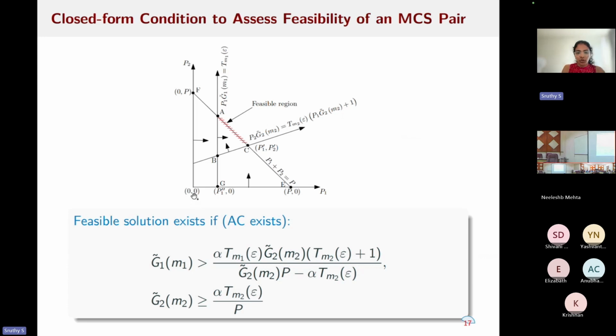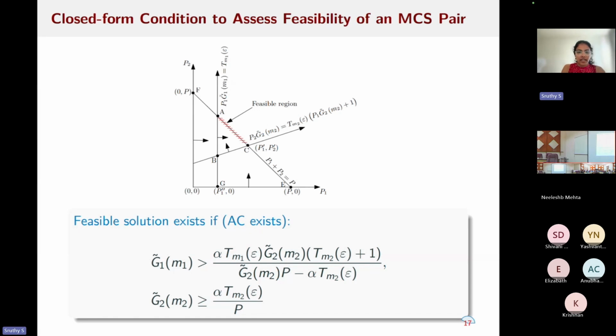So here we are showing it pictorially. On the x-axis, we are plotting the power of user 1, and on the y-axis, we are plotting the power of user 2. This is the block error rate constraint of user 1, and this is for user 2, and this is the total power constraint. Here, we say that a feasible solution is possible when a feasible region AC exists. This is the closed form condition for that. So we found the closed form condition for the feasibility check of an MCS pair.